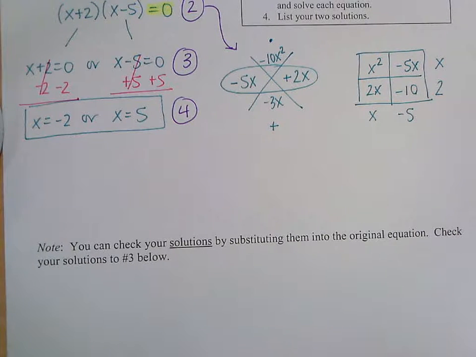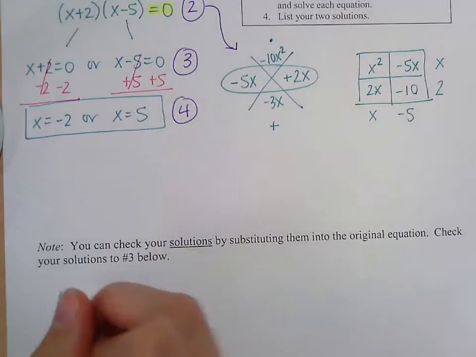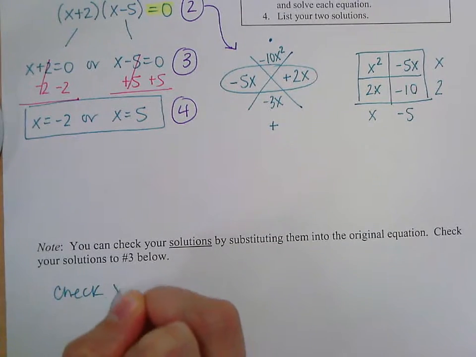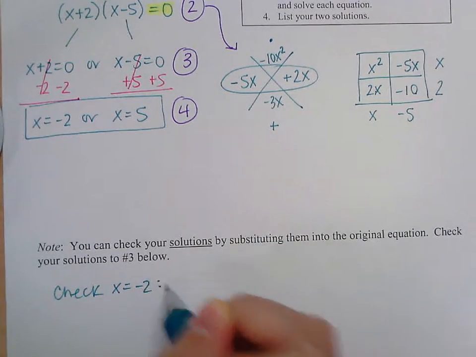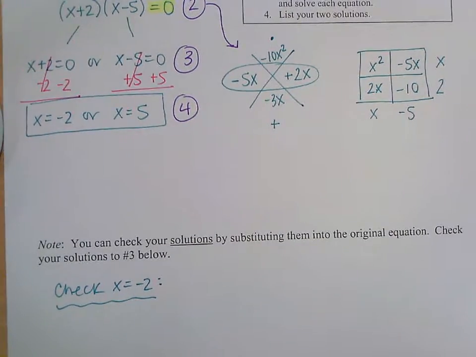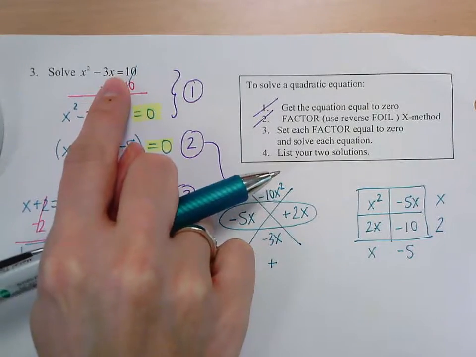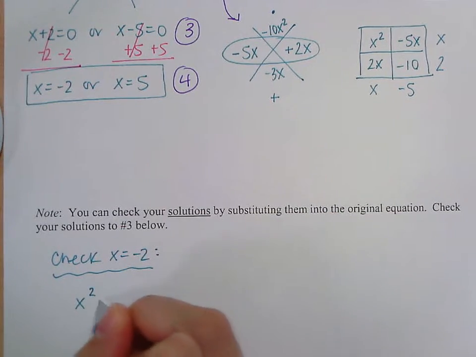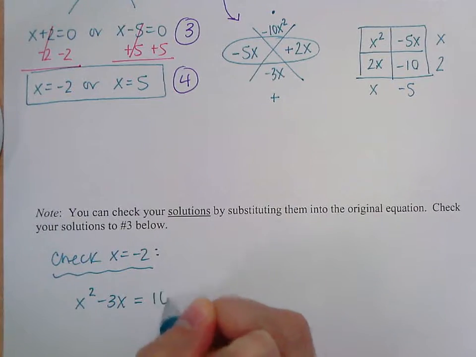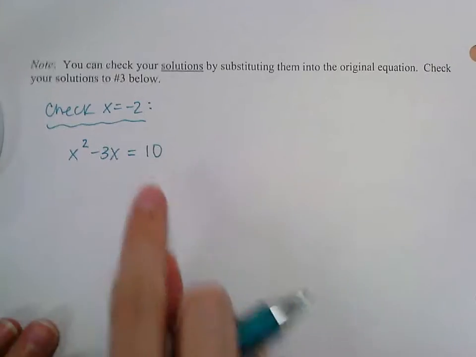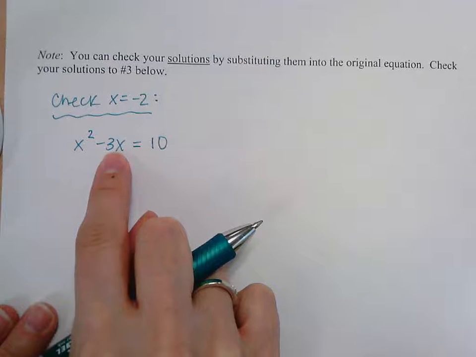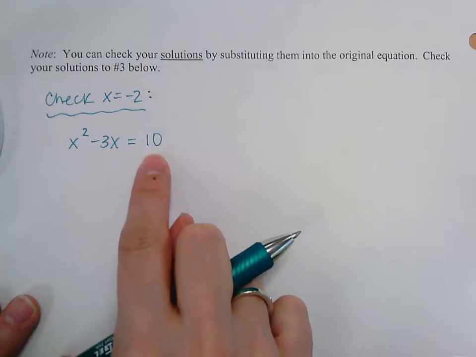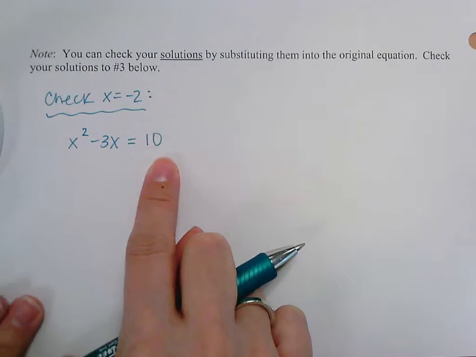Not that you have to check all of them, however you can, because then you know if you have the answers right. So if I were to check, I have to check them separately. So let me first check x equals negative 2. So I'm going to start off with my original equation, how it was typed on the paper. So x squared minus 3x equals 10. And I replace all of the x's with negative 2 to make sure that both sides then equal 10.